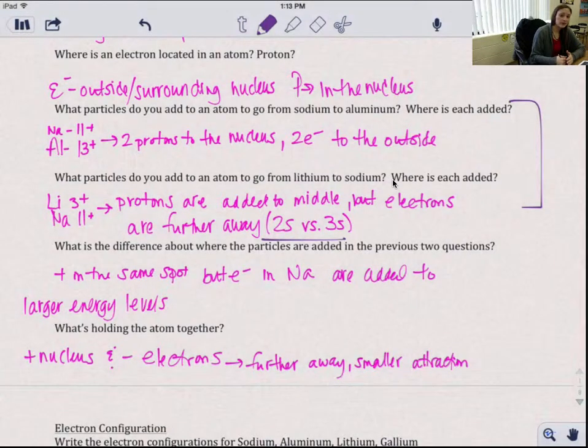The last question that's going to help us out here is, what's holding the atom together? Well, you have to have opposites. Opposites attract. I've got a positive nucleus and a negative electron. If I have my electrons further away from my nucleus, there's not going to be as much of an attraction. Whereas if they were really close, they're going to be really tight together, really stuck together, really feel one another. If they're further away, they won't. And that's going to be a big point that we're going to make in the next part of our paper.